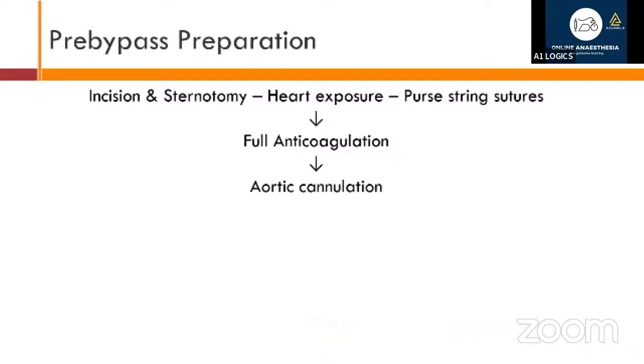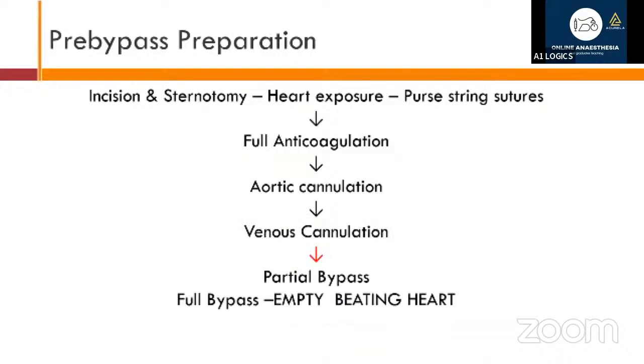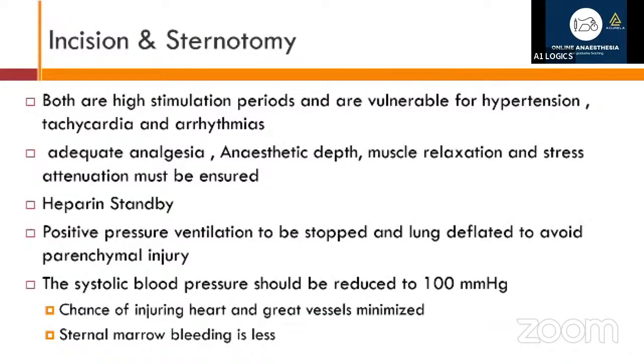So the next step is aortic cannulation. Then the surgeon does a venous cannulation, and after that, a partial bypass is started. By carefully draining all the blood away from the patient, you will go into a full bypass, and now you have an empty beating heart. After that, you have to deliver cardioplegia and arrest the heart to get an immobile heart. In brief, this is the whole outline of what is to be done in a cardiopulmonary bypass.